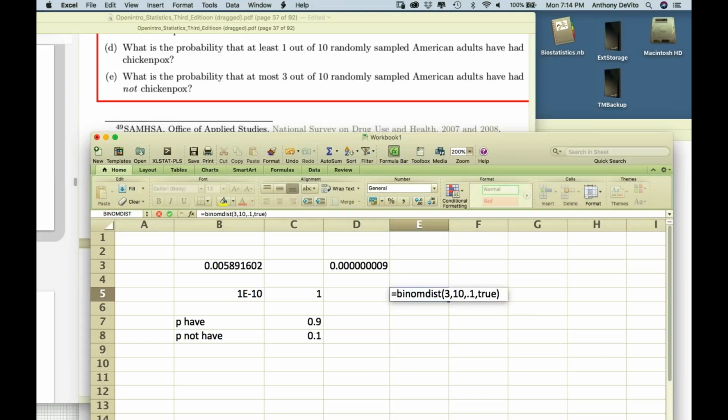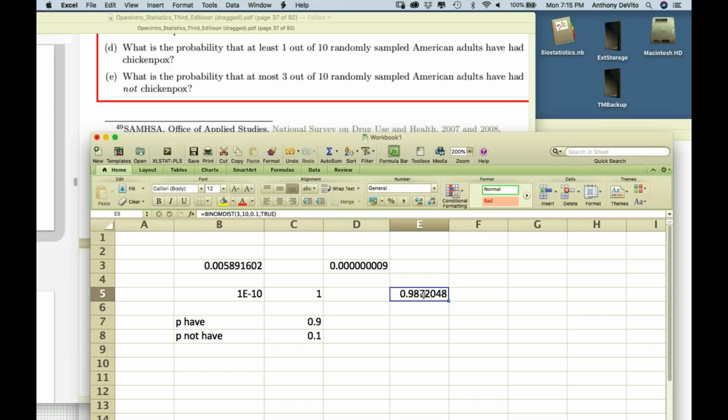Okay, so that's going to give me the probability for having 3 people or fewer out of 10 that have not had chickenpox. Probability for any individual is 10%, because we subtracted 90% from 100%. Okay, what is it? It's almost 99% likely that you would have 3 or fewer people that will not have had chickenpox out of 10 people that you select. So 3, 2, 1, or 0.